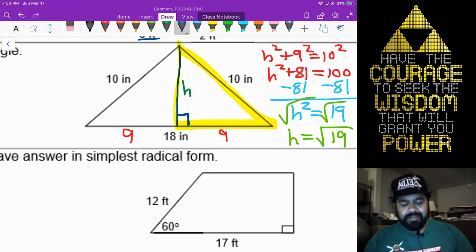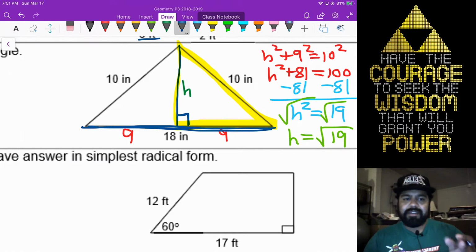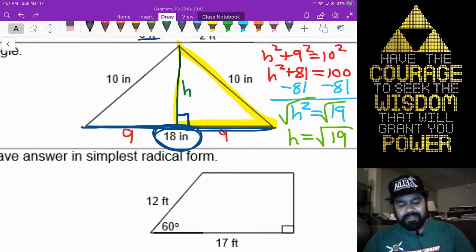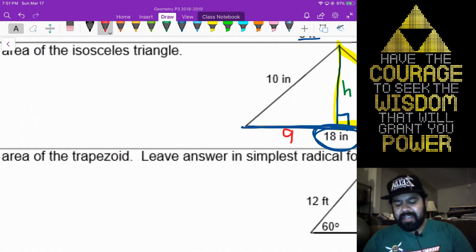Alright. So my height is the square root of 19. Don't get lost in all this work here. Remember, your base is the total length of the bottom. Don't just all of a sudden go for the 9. Go for the total base. There's our 18. So again, our area is 1/2. And actually, for the rest of the people who like the other formula, we could say base times height. There we go. So our base is 18. The height is the square root of 19.